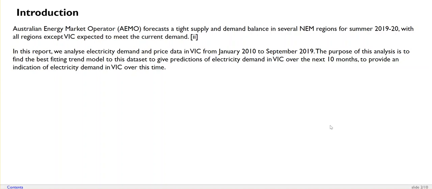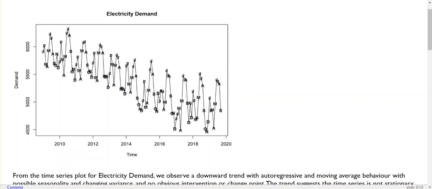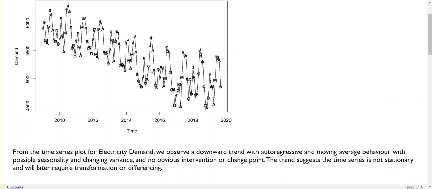So the purpose of our analysis is to find the best fitting trend model and to give predictions of electricity demand in Victoria over the next 10 months. We first look at the data set. When we plot it out, we note that the trend is downwards. There's obvious seasonality, there's no change or intervention point, and there's no change of variance as well.